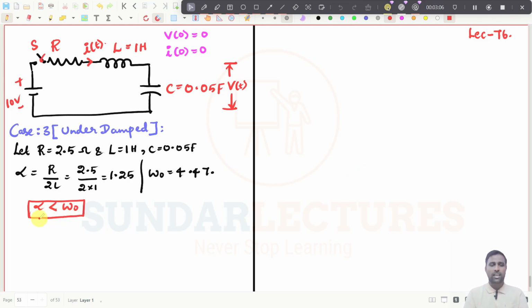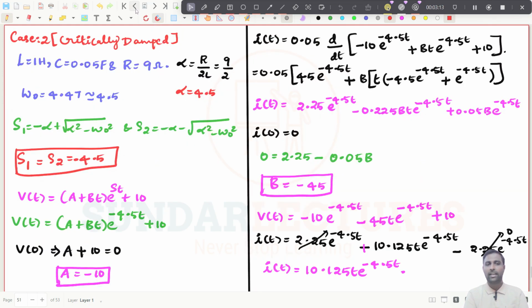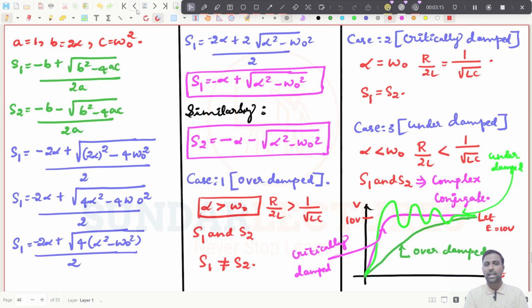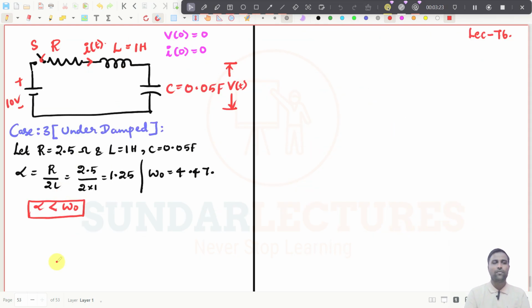Now this is the condition: alpha is less than omega naught. What is the nature of the roots? If alpha is less than omega naught, then the roots will be complex conjugate. That we have already seen. Now we try to find the values of S1 and S2. S1 is equal to minus alpha plus square root of alpha square minus omega naught square. This is the formula.